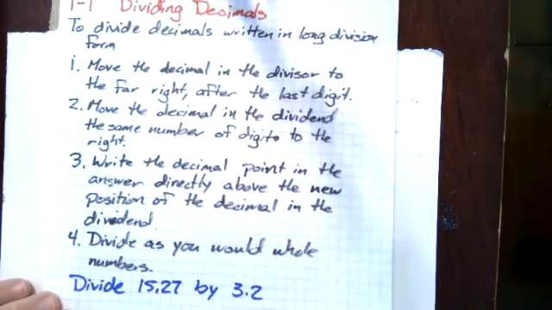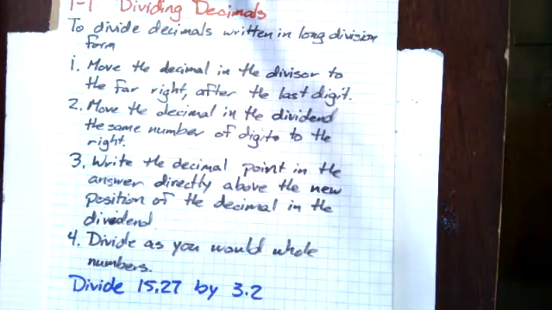In this video, we are looking at dividing decimals. There are 4 steps to the process of dividing decimals in long division form. First, you move the decimal in the divisor to the far right after the last digit. You move the decimal in the dividend the same number of digits to the right. And you write the decimal point in the answer directly above the new position of the decimal in the dividend.